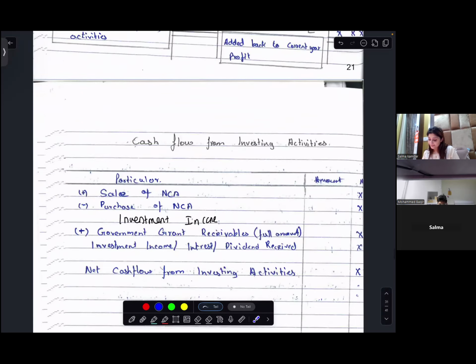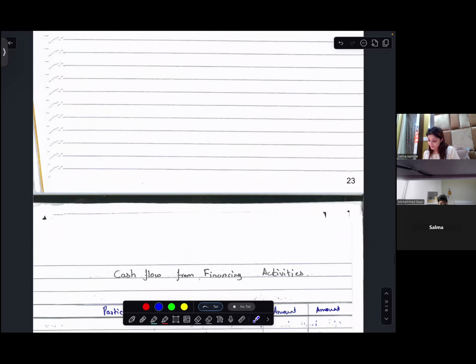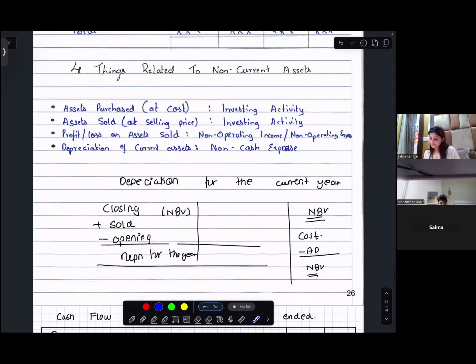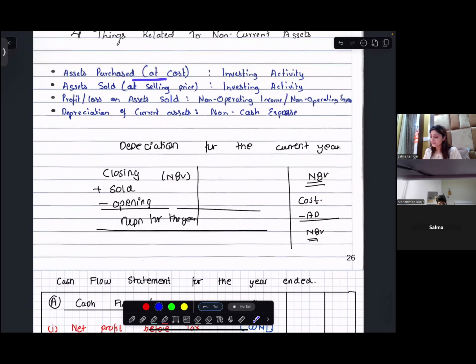Four things related to assets that you should always keep into account. Asset purchase at the cost, investing activity. Asset sold at the selling price, investing activity. Profit or loss on sale of asset, non-operating. Profit is a non-operating income, you will minus. Loss is a non-operating expense, you will add.